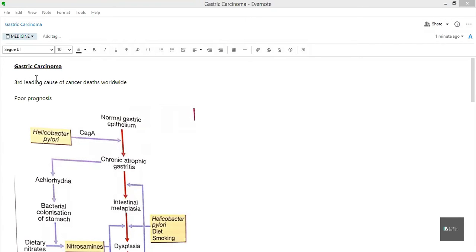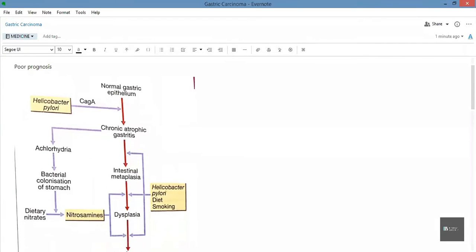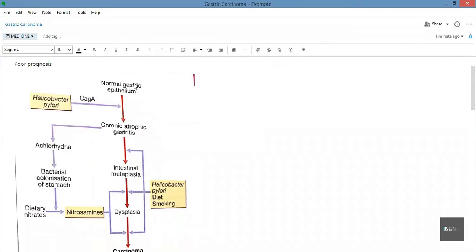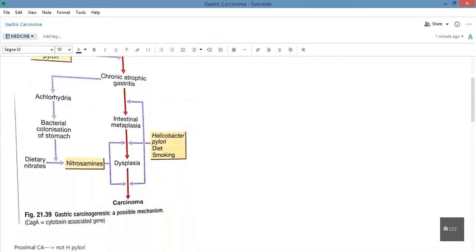Gastric carcinoma is the third leading cause of cancer deaths worldwide, and it has a very poor prognosis since it remains asymptomatic, and when it's discovered, it's too late. The general pathology is that there is usually an H. pylori infection or another cause such as dietary nitrates, smoking, or any other reason. There is intestinal metaplasia in the area, because of gastritis, which leads to dysplasia and then carcinoma.